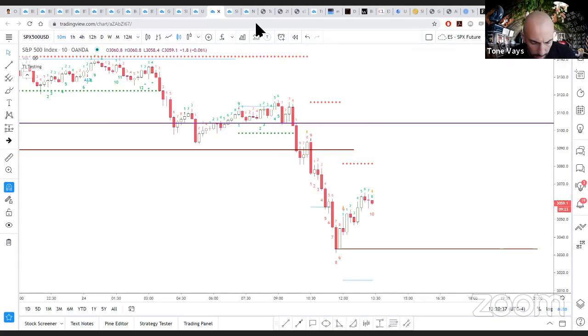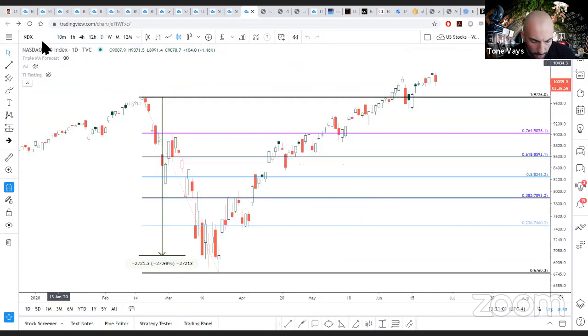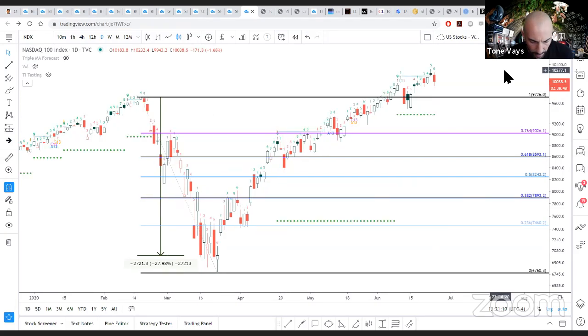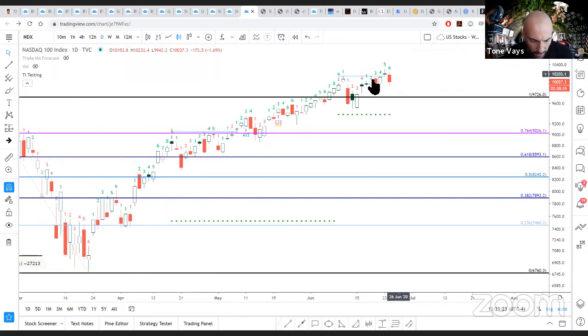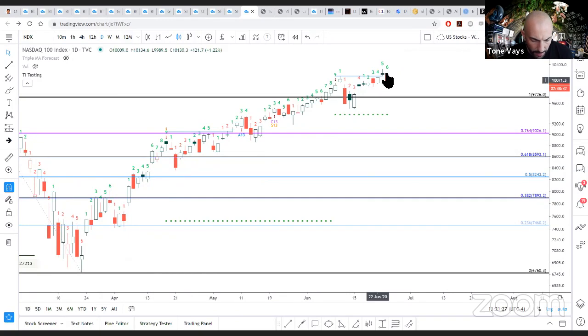Okay, Tone, look at the NASDAQ. Sure. Here's the NASDAQ. And I'm not sure exactly what I'm looking for here. I don't see anything special with the NASDAQ. It didn't top with indicators. It did top on a reversal candle, but that's all I got.